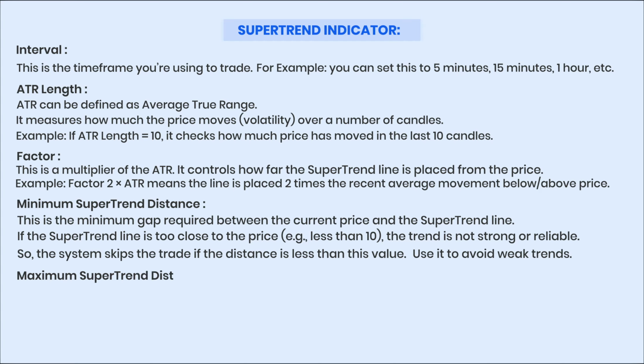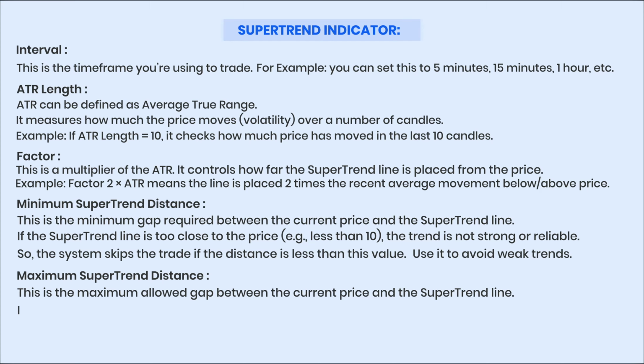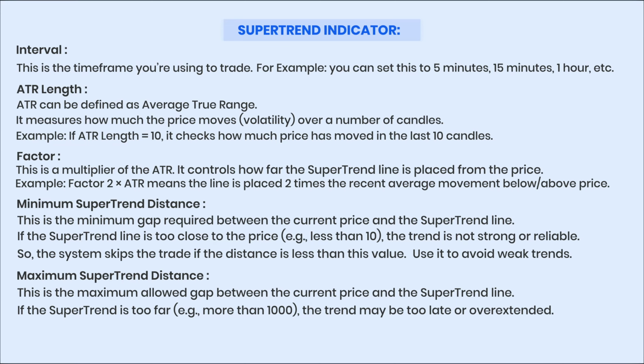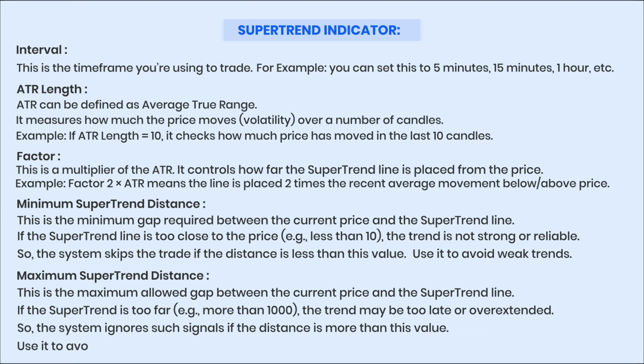Maximum SuperTrend distance. This is the maximum allowed gap between the current price and the SuperTrend line. If the SuperTrend is too far, example more than 1000, the trend may be too late or overextended. So, the system ignores such signals if the distance is more than this value. Use it to avoid chasing the trend too late.